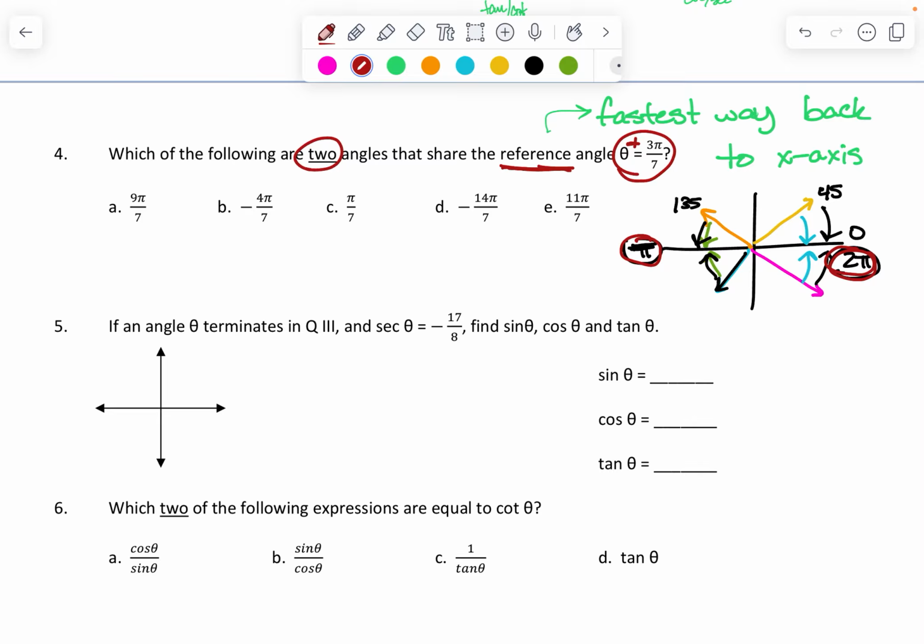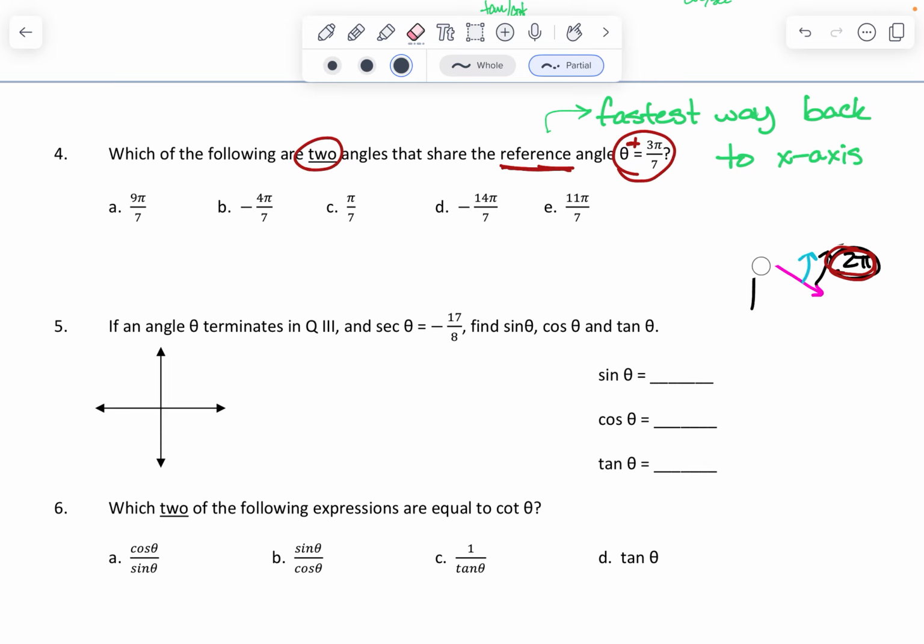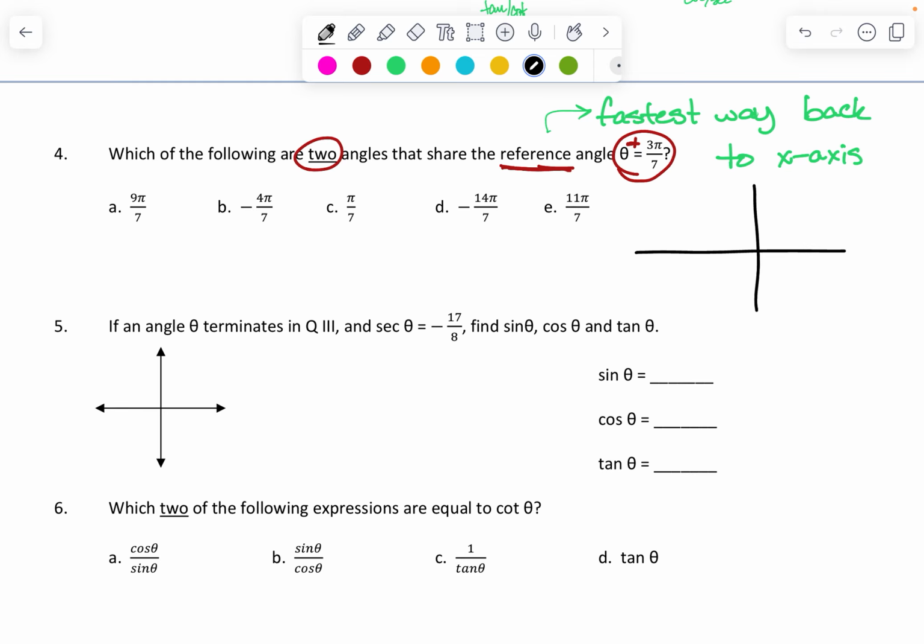If you're not sure, you could always graph them out. I'll do that really quickly, just to be thorough. And by graphing them out, you should usually be able to tell pretty quick. All right, let's start with A, 9 pi over 7. So we're going to label our axes.